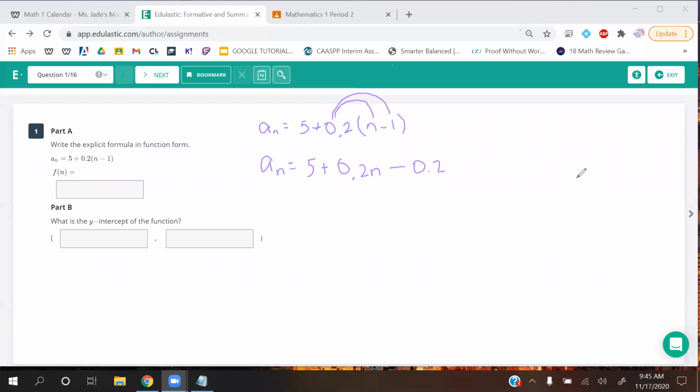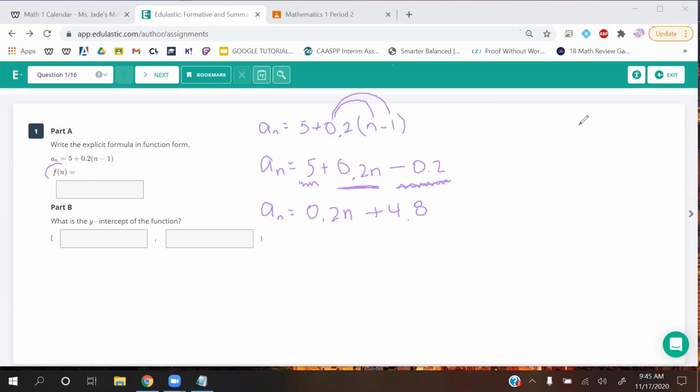Okay, so then we need to combine like terms. So let me write a sub n is equal to, we're going to keep the 0.2n in the front, and then I want you to combine the 5 and then negative 0.2. So what is 5 minus 0.2? That would be plus 4.8. So this would be your answer, 0.2n plus 4.8.